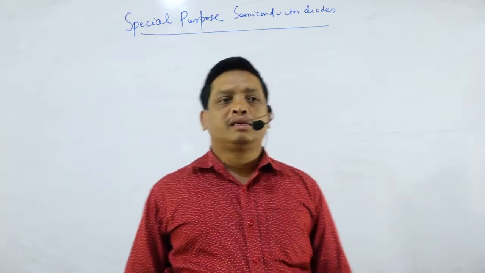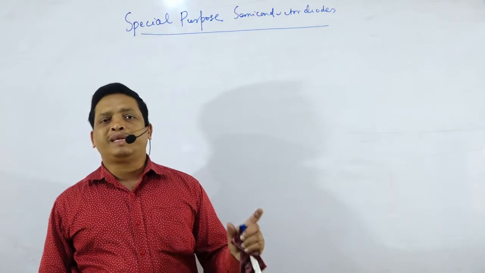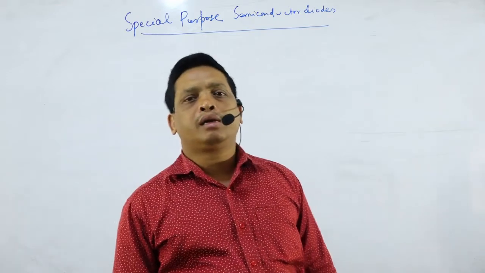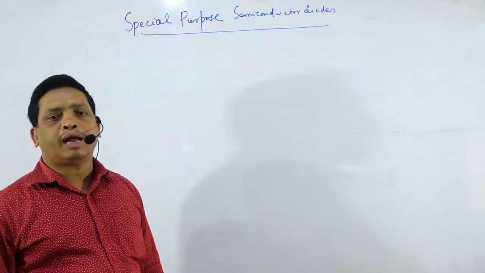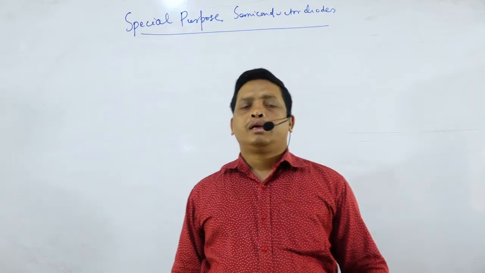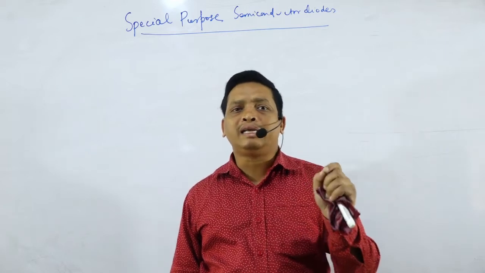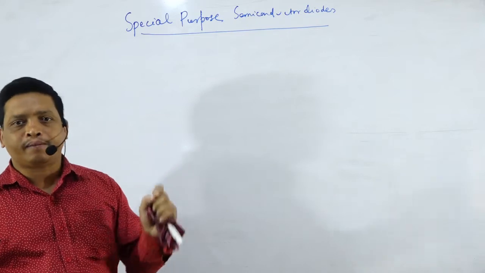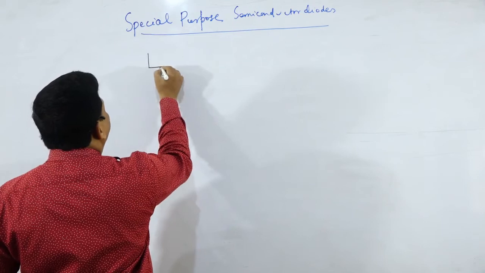So hello students, in my last class I explained to you about two special purpose semiconductor diodes. So we shall continue the same topic. This is my second lecture on the special purpose semiconductor diodes. In today's lecture I shall explain to you about a special PN junction diode known as light emitting diode, commonly known as LED. You are all acquainted with LED.